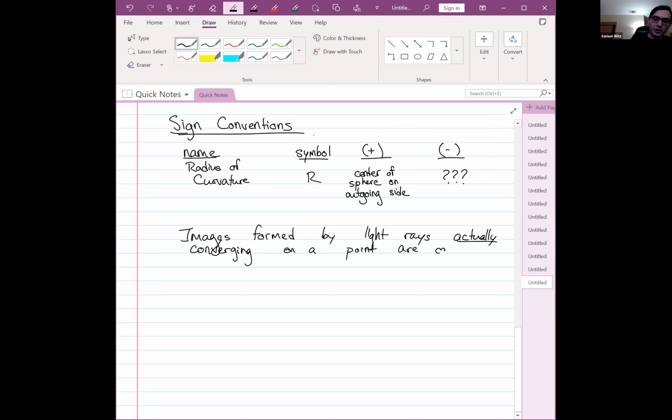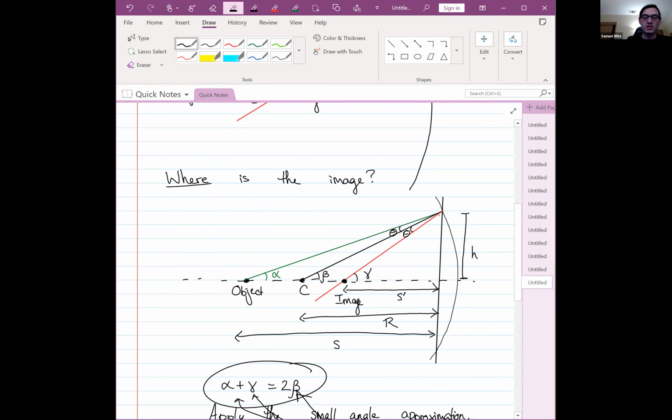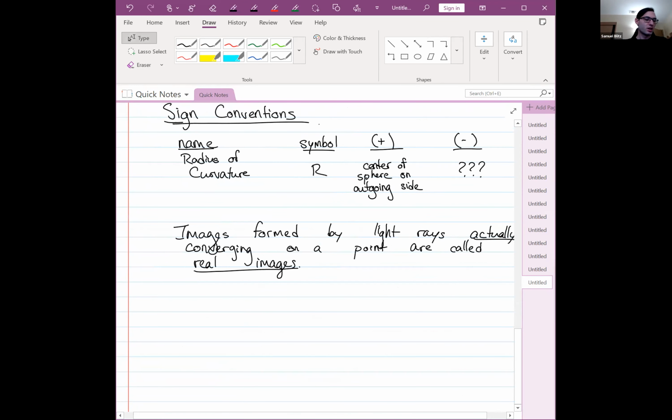These are called real images. That is when S prime is positive, because just like in this case, the light ray actually converges on a point. It converges on the point of the image. Those formed only by apparent convergence, i.e., it looks like there's light rays that are converging on the other side of the object, say on the side where light never actually goes, it just appears that there would be light rays converging there, are virtual. These are virtual images.